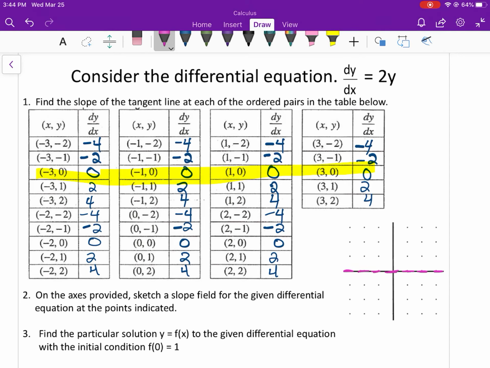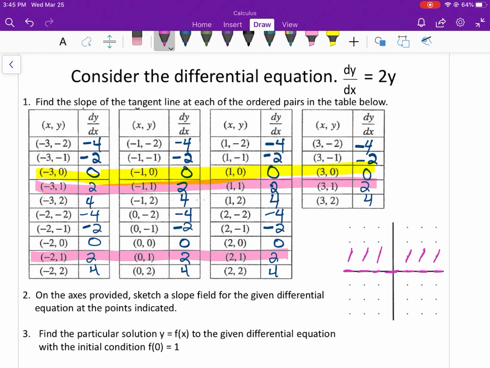Let's see. When my y is 1, my slope is 2. So I'm going to try to graph this line next. So again, when my y is 1, my slope is 2. So something maybe like this.